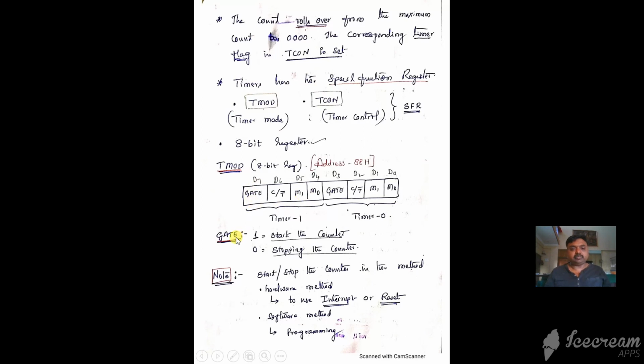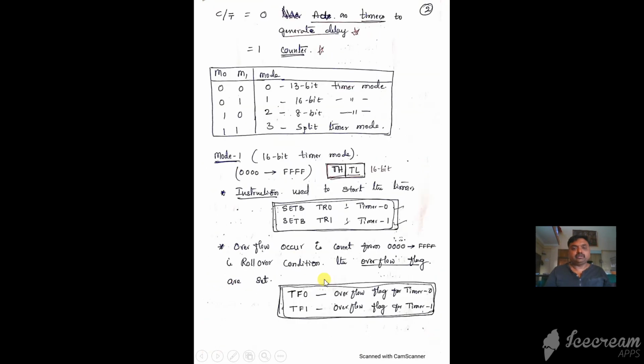Gate: when it is 1, the counter starts; when it is 0, the counter stops. This is how we use the gate. It is controlled through the hardware interrupts. If you are going to start the counter through the hardware, we use the interrupt or reset method. If you are going to use the software method, we write the program to set or reset it.